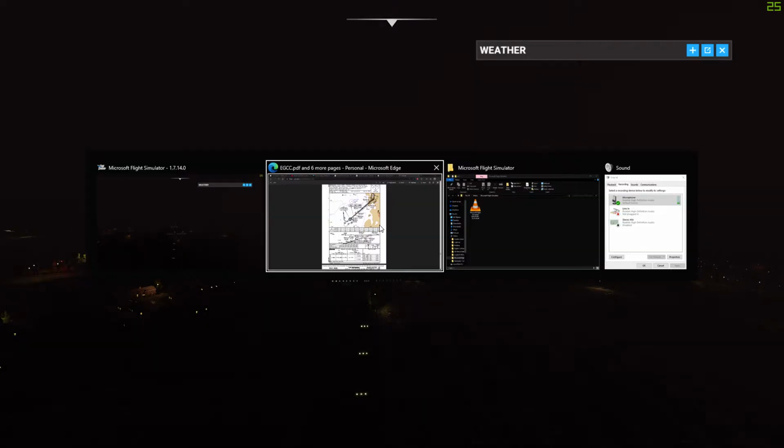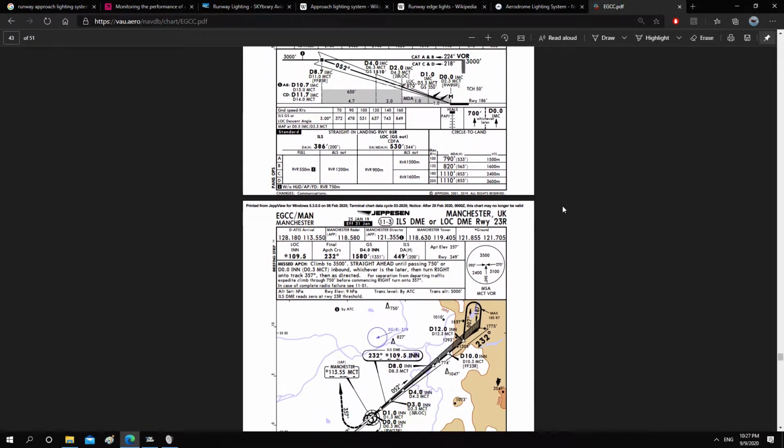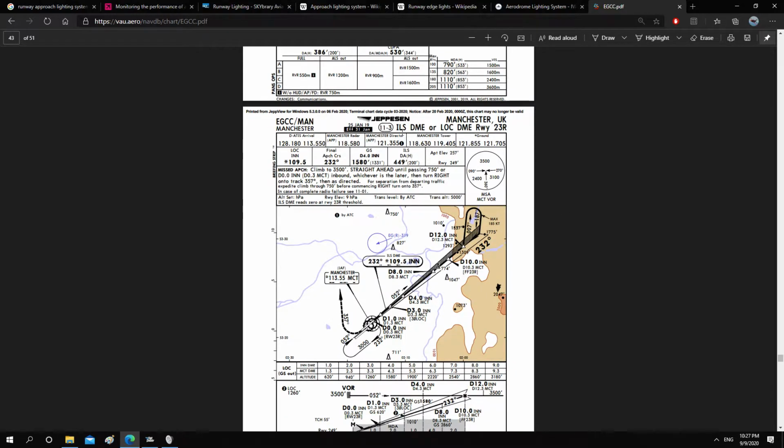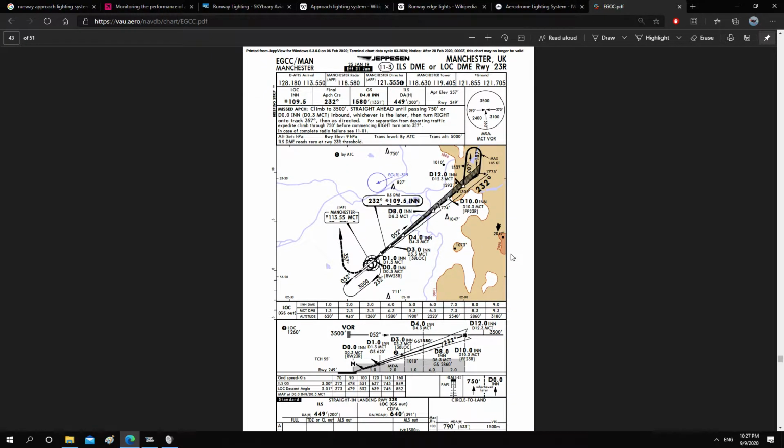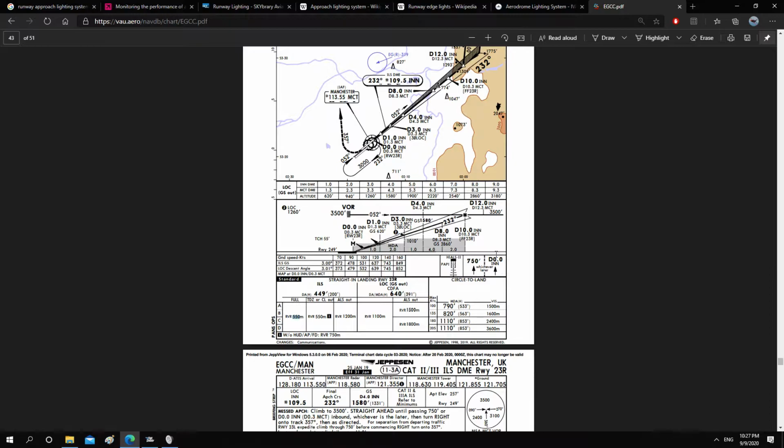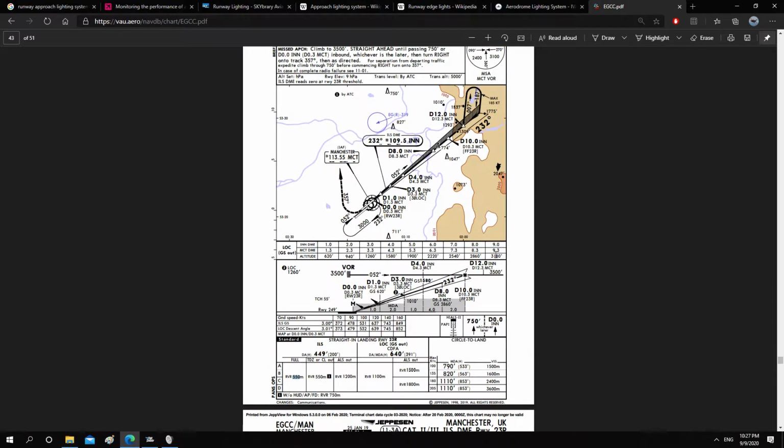Now if you look at the approach plate for this example today, we are on the ILS DME localizer runway 23 right in Manchester. I can use any airport if you want to play around with it and have a look at different styles of approach lighting, but we are going to look at the one in Manchester.